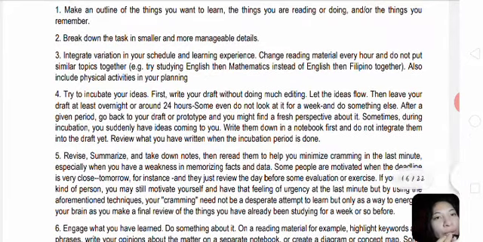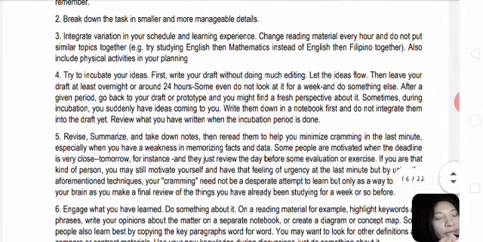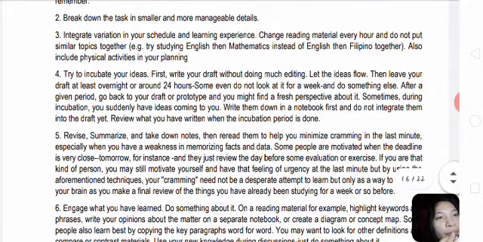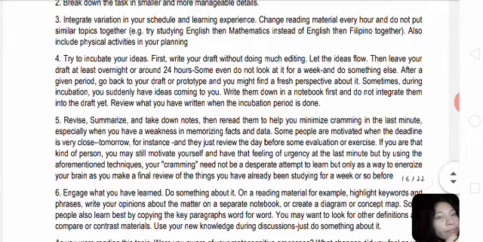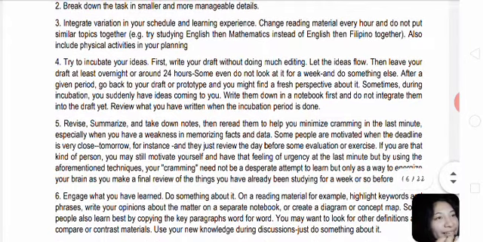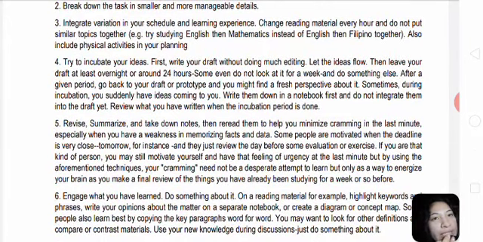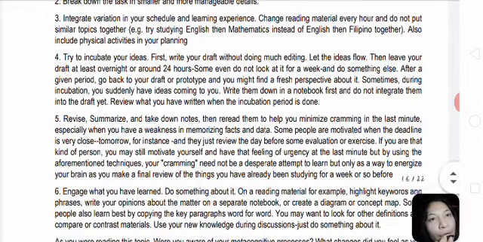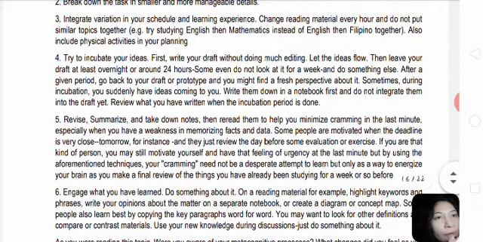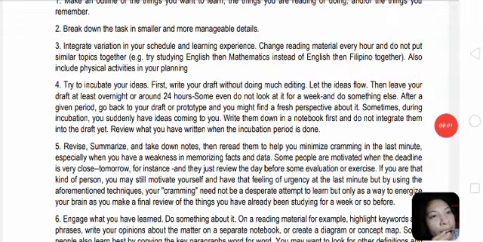Try to incubate your ideas first. Write your draft without doing much editing. Let the ideas flow. Just go with the flow. Then leave your draft at least overnight or around 24 hours. Some even do not look at it for a week and do something else. After a given period, go back to your draft or prototype and you might find a fresh perspective about it.